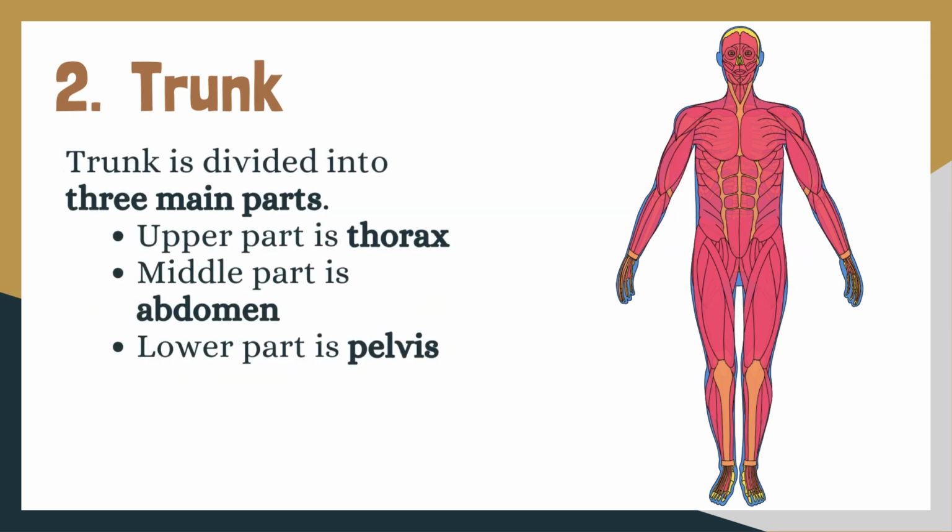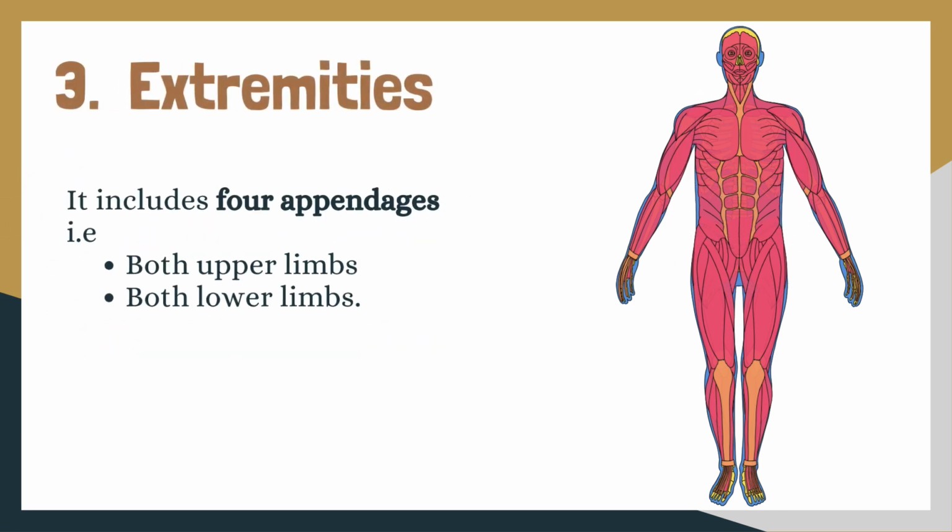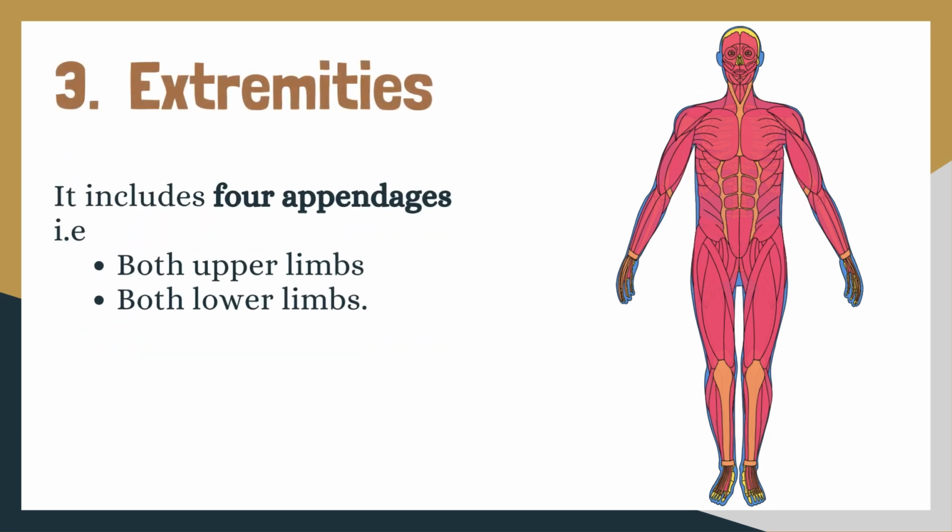The trunk is divided into three main parts. The upper part is the thorax, the middle part is the abdomen, and the lower part is the pelvis. Extremities include all four appendages, that is, both upper limbs and both lower limbs.